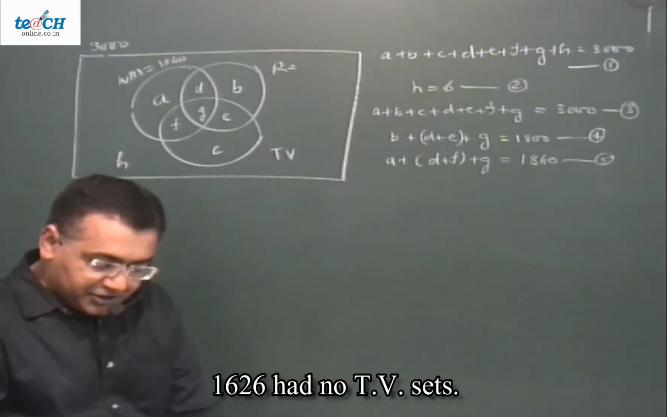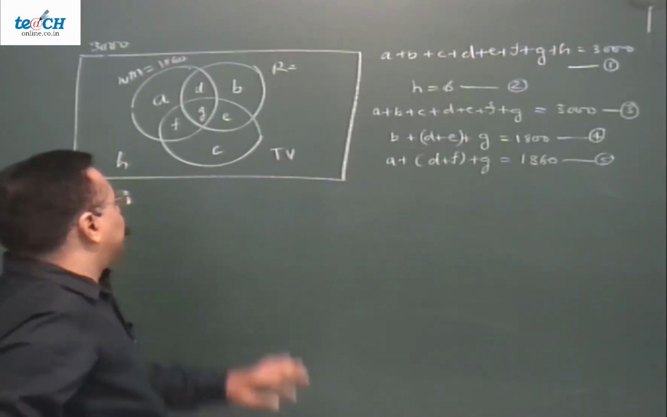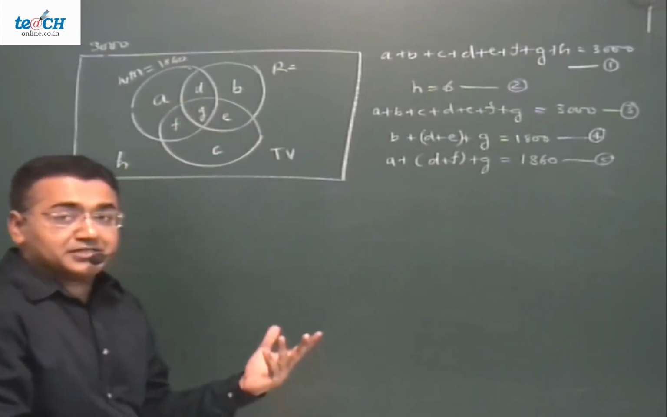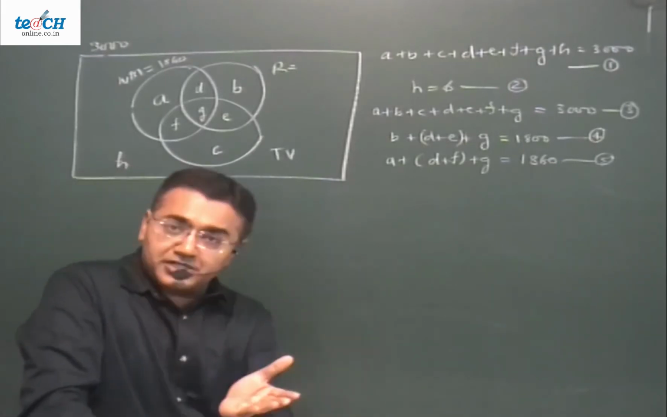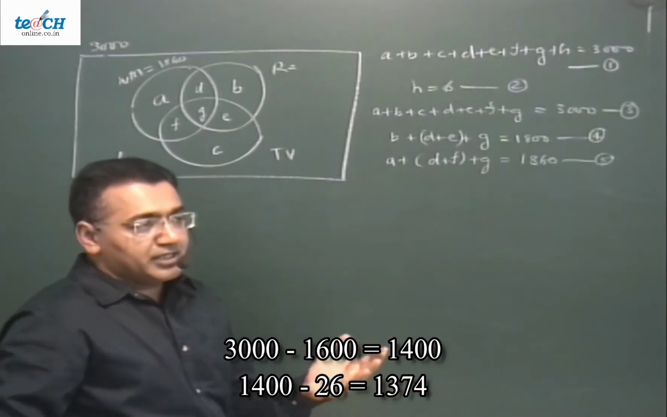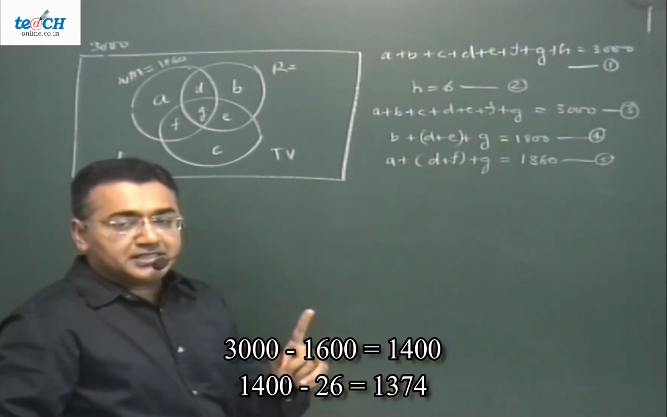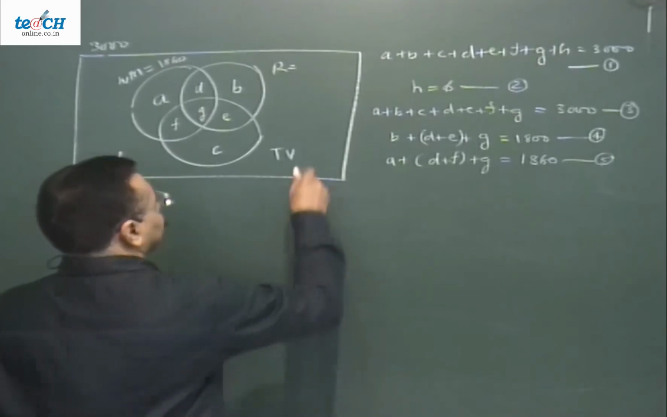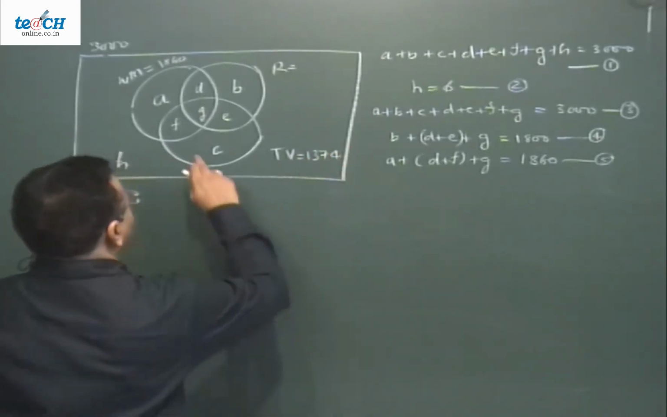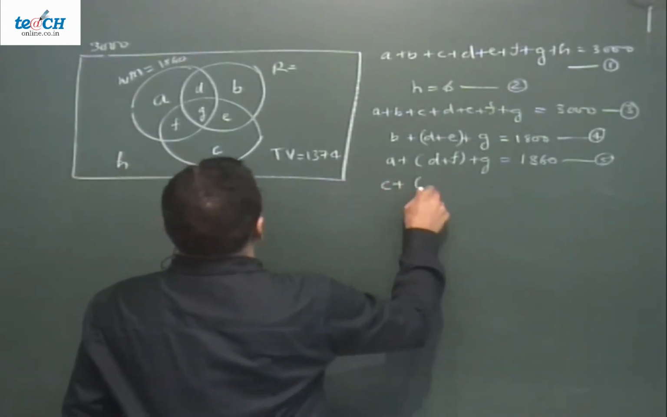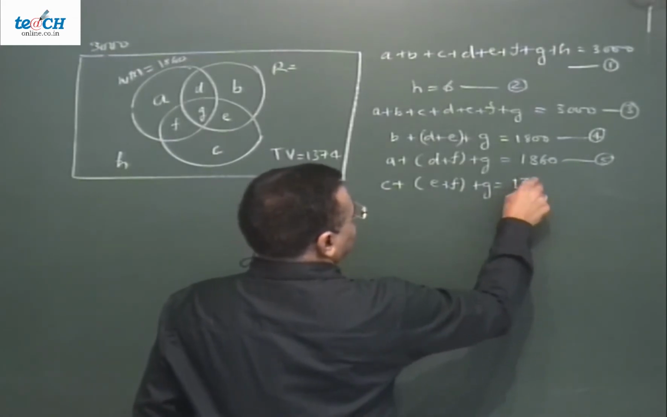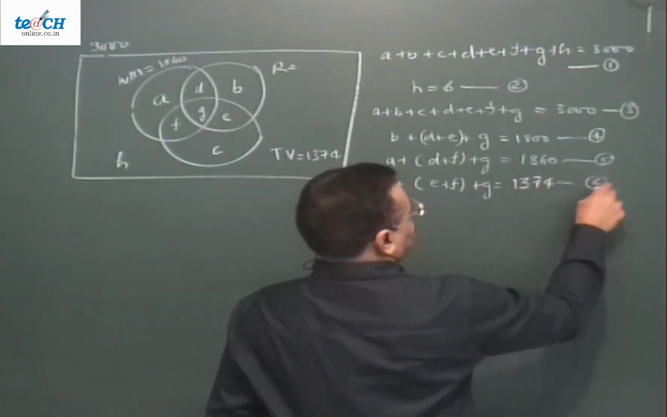Now let's look at the third one. It says 1626 had no TV sets. So those who do not have TV sets was 1626, which means those who had TV sets is 3000 minus 1626. Now 3000 minus 1600 is 1400. Out of 1400, if I remove another 26, I'll be left with 1374. And hence, this TV wala set is 1374. So C plus E plus F plus G is 1374. This is equation number 6.